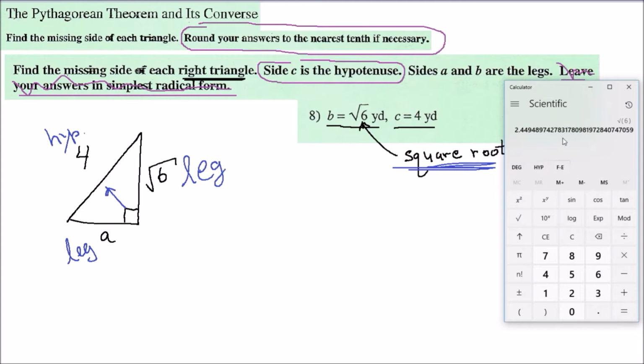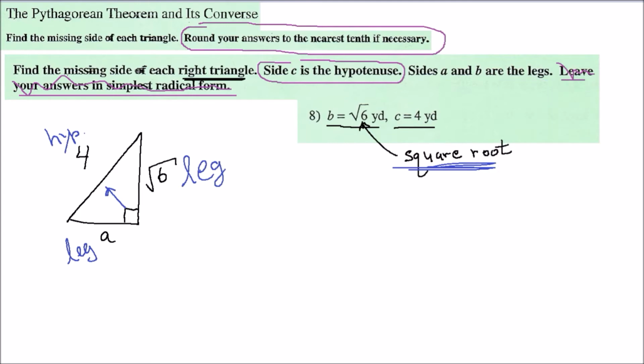So you might think about the square root of 6 as approximately 2.4, but I'm not going to use 2.4 in my formula. I just want to show you that it's not 6, it's the square root of 6. It comes out to about 2.4, so it is less than the hypotenuse. Hypotenuse is 4, square root of 6 is about 2.4. I'm still going to use the square root of 6 in my formula.